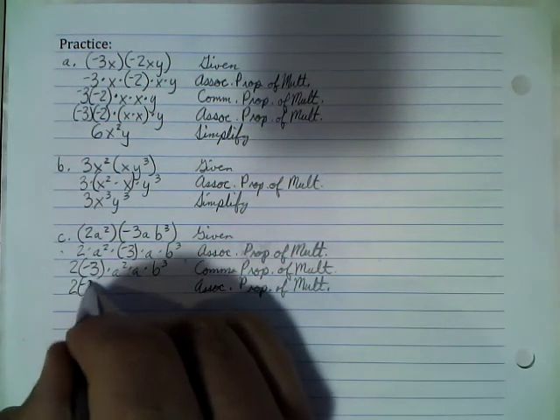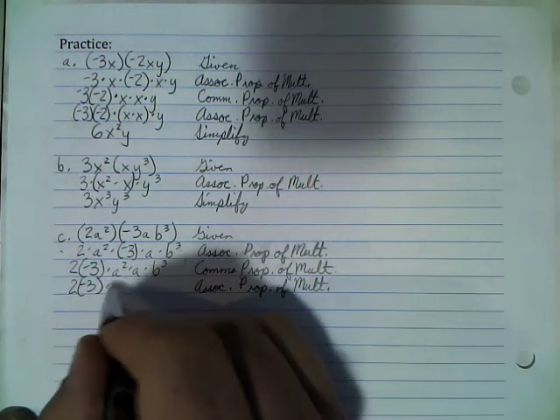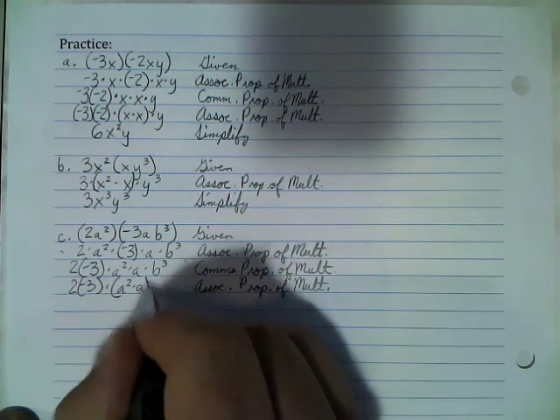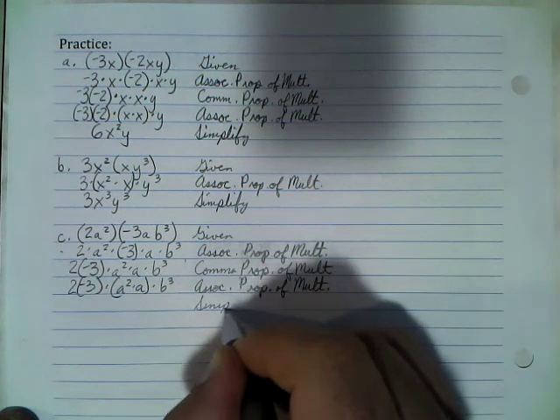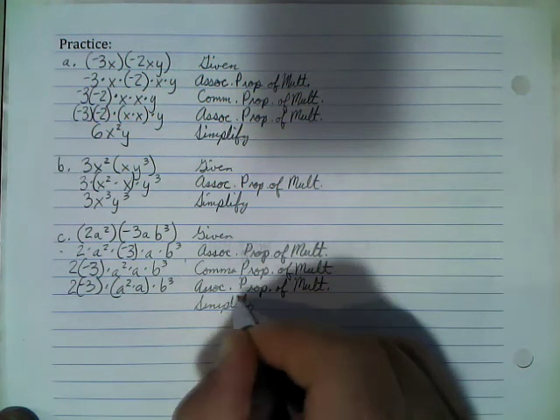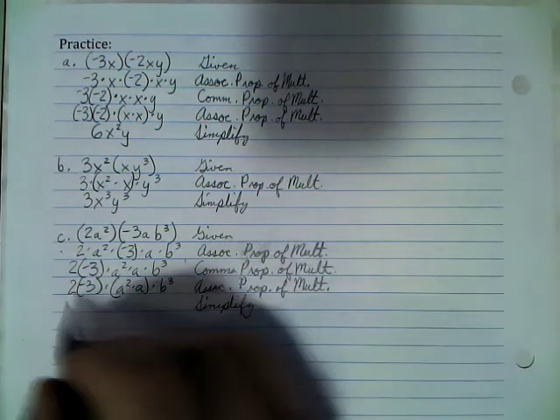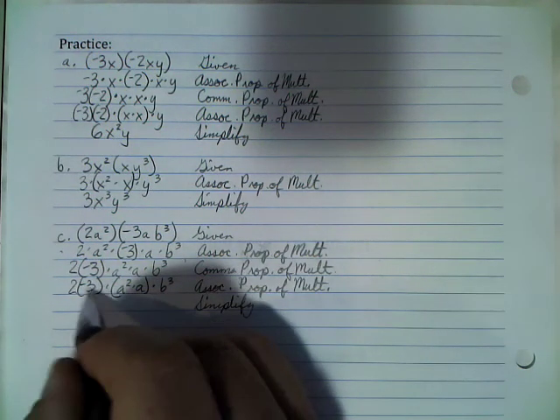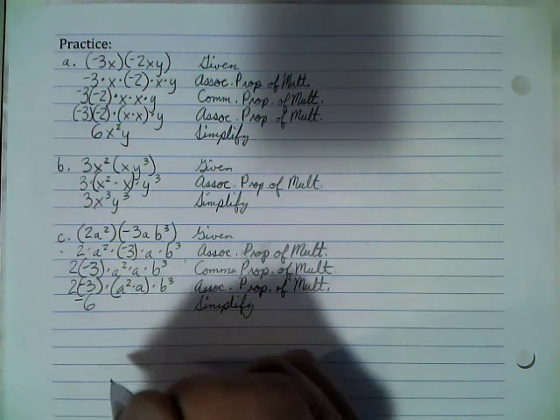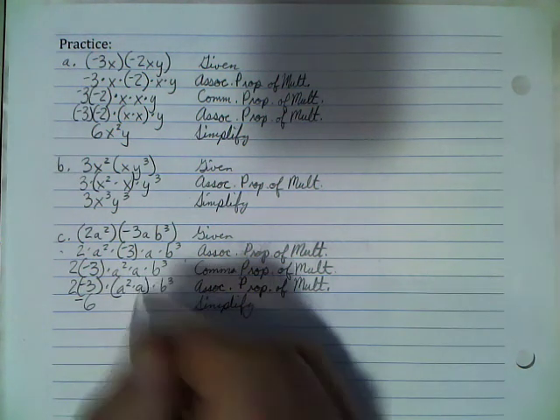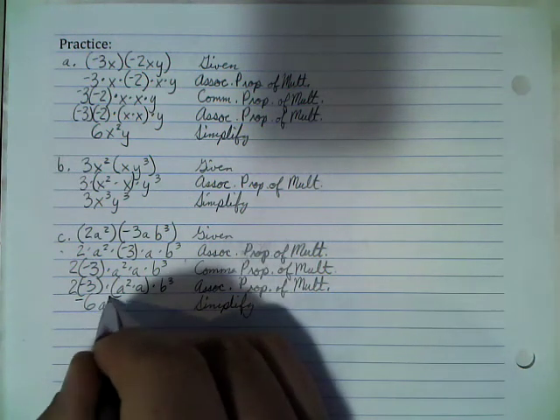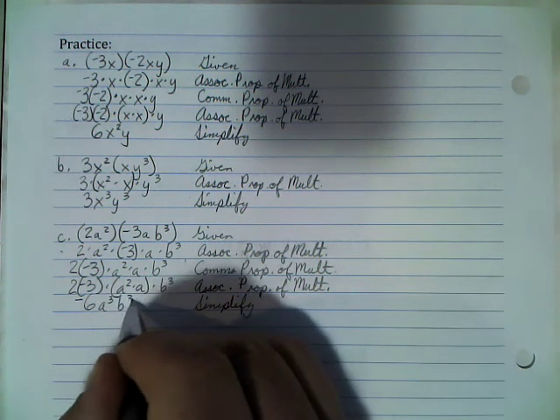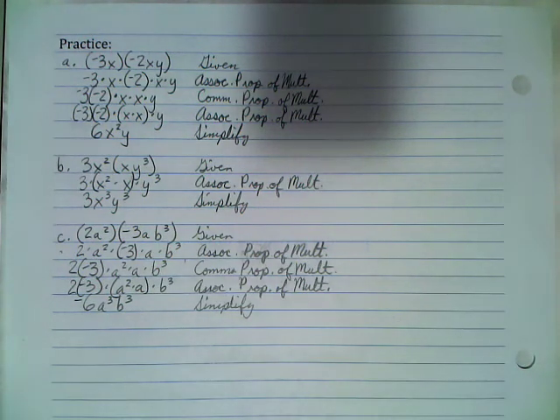So 2 times negative 3, I'm going to go ahead and let that be there, times a squared times a times b cubed. And finish it off by simplifying. So 2 times negative 3, 2 times 3 is 6, but the negative will tag along, making that a negative 6. A squared times a, so that's got a hidden 1 exponent, so 2 plus 1 is 3. So a cubed, and then b cubed. So negative 6, a cubed, b cubed.